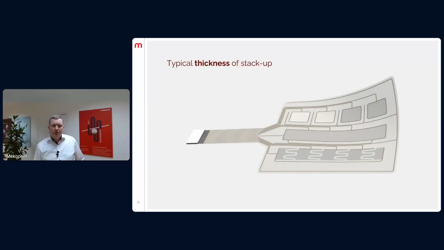So the total thickness of a typical touch sensor, such as the one shown in the picture now, is 200 to 250 microns in the body area, 150 microns in the tail area, and 300 to 350 microns in the connector area, depending on the connector type.